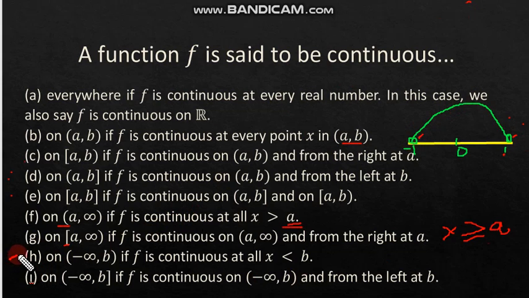Same thing holds true on letter H, which is from -infinity to b, if f is continuous at all values of x which are less than b, and on I, from -infinity to b with a square bracket, if it is continuous on (-infinity, b) and from the left at b. Please keep this in mind because this is very important in the topic of continuity of a function on an interval.